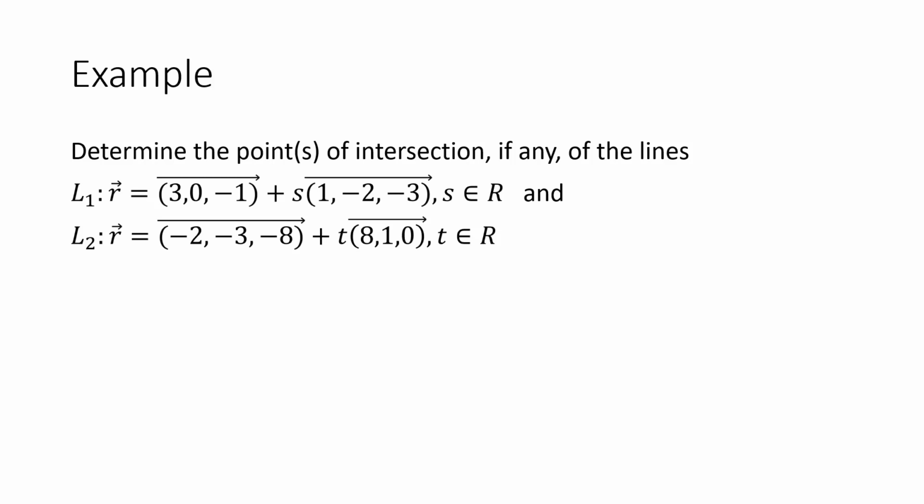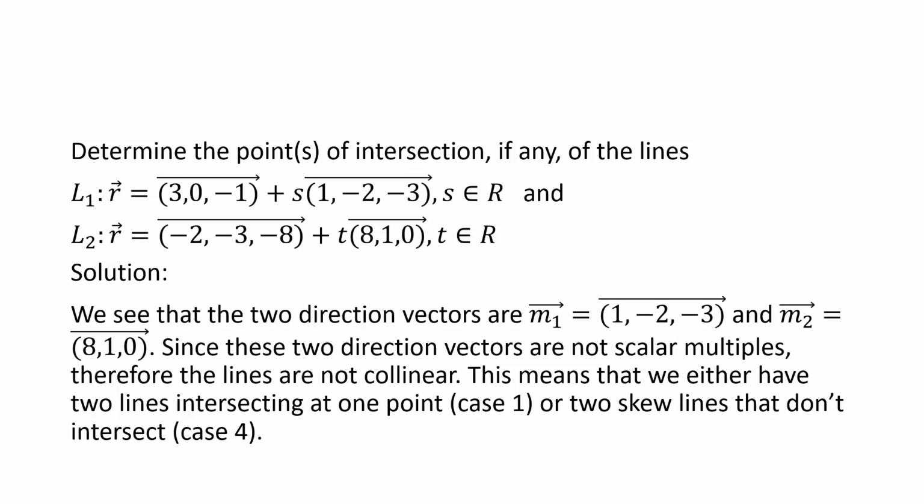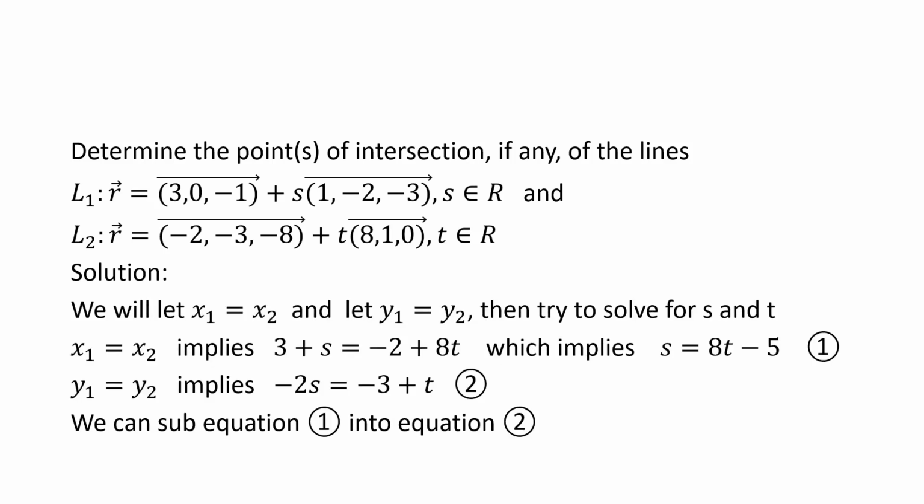Now let's try another example. If you're curious, what does it look like when non-parallel lines are skew? It's going to be this question. Right away we see we've got two non-parallel lines because the direction vectors are not scalar multiples of each other, i.e. not collinear. So since those two direction vectors are not scalar multiples, the lines are not collinear. It means either we have two lines intersecting at a point or two skew lines that don't intersect.